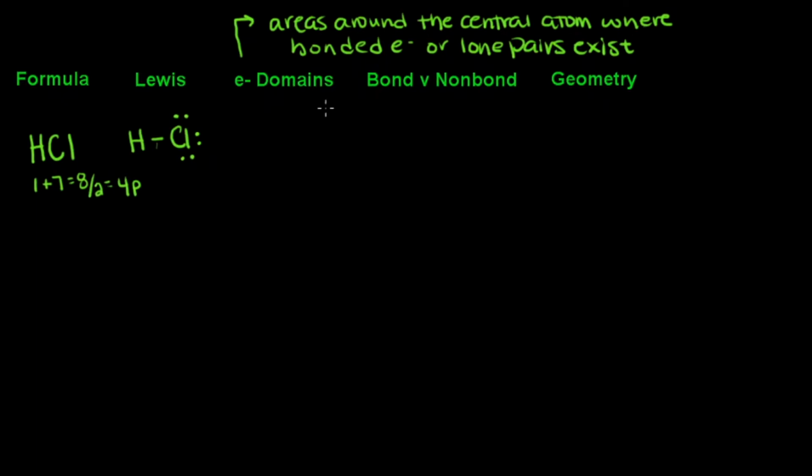Now, these electron domains and whether they are bonded or not bonded is going to help us determine the geometry. Now, luckily, for this first simple example that we're doing, there is no central atom. And the definition says these are areas around the central atom. So because there's no central atom, we're going to say that this is not applicable and this is not applicable. Not for this example. We don't have to worry about it yet.